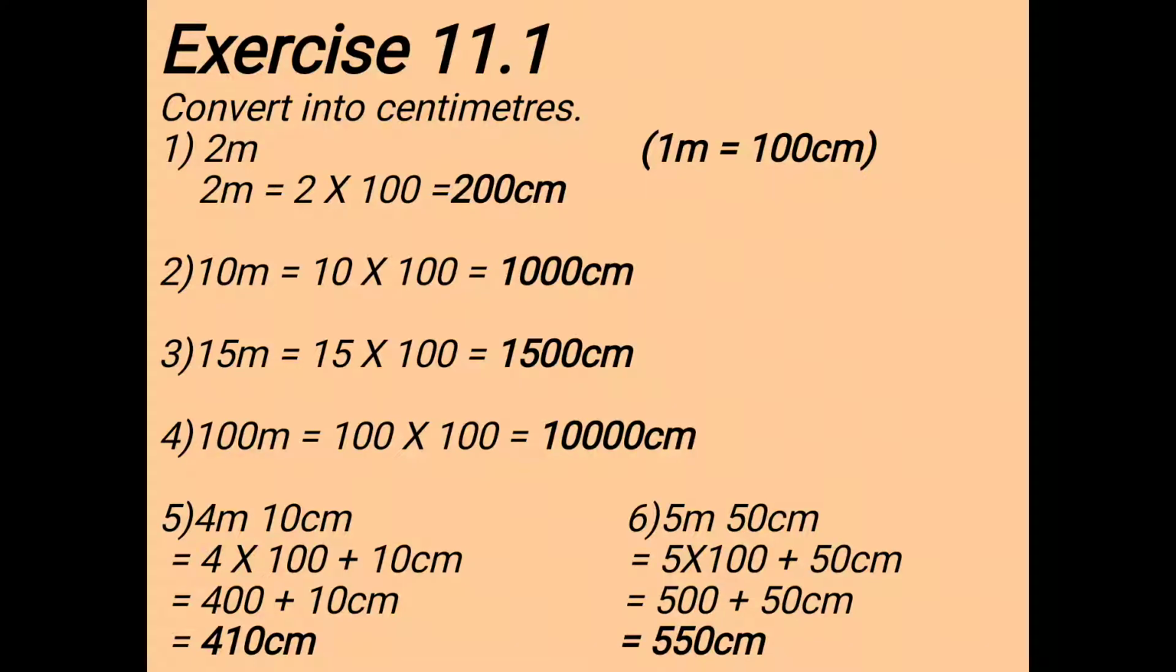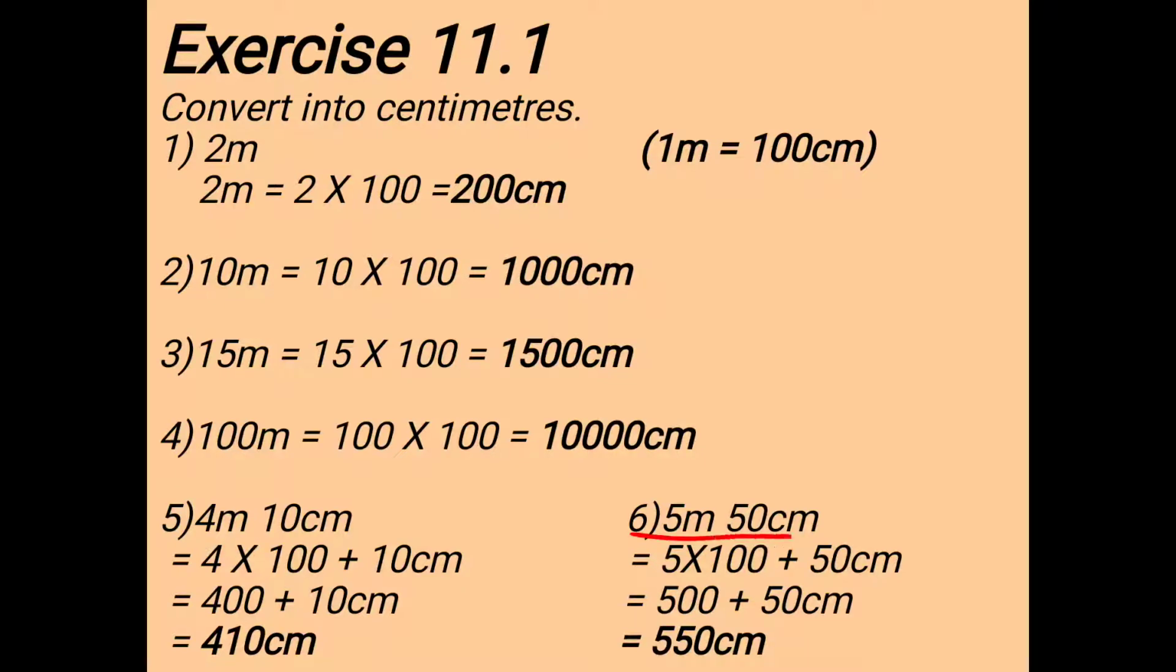Next, the fifth one. They have given you 4 meters and 10 centimeters. This part is already in centimeters. They have told you to convert into centimeters, so you have to keep it as it is. This is in meters, so you are going to convert meters into centimeters. So 4 into 100 you have to do, plus this 10 centimeters as it is. 4 into 100 is 400. So 400 plus 10 centimeters, you will get the answer as 410 centimeters.